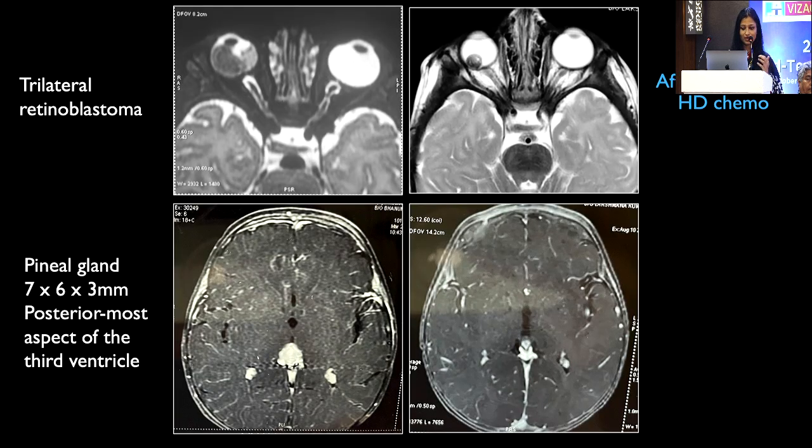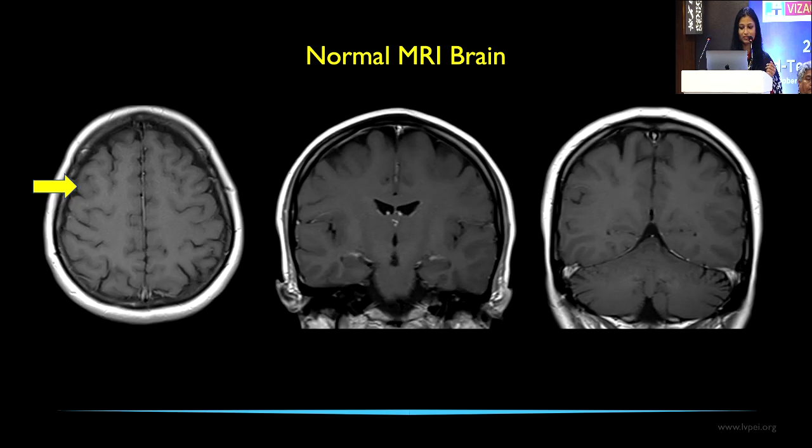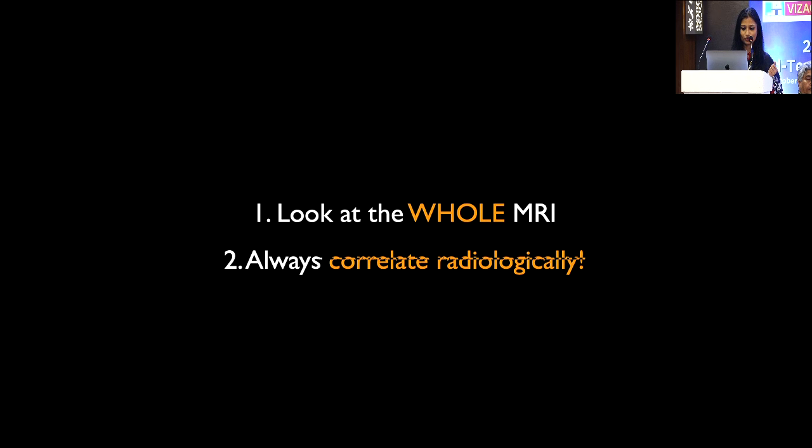I have multiple other examples, but we don't have time, so I'm just going to go to the end of my slides, and I'm just going to say that we should look at the whole MRI, not only the area of interest, and always correlate radiologically. That means talk to your radiologist as well whenever there's a doubt, because they can give you a lot of insight as to what we are looking at in difficult cases. Thank you.